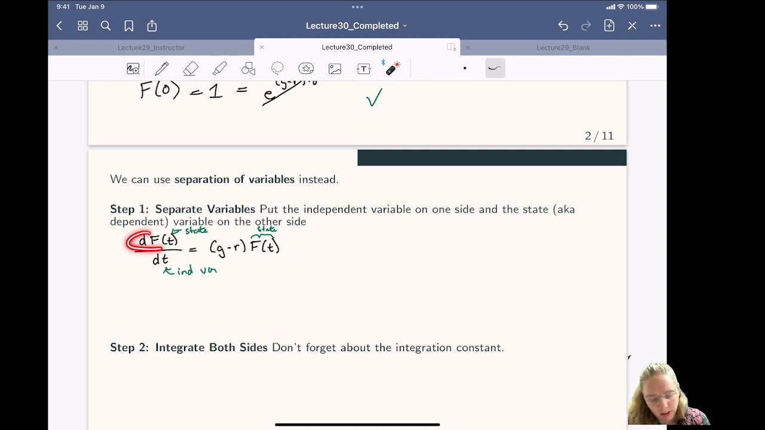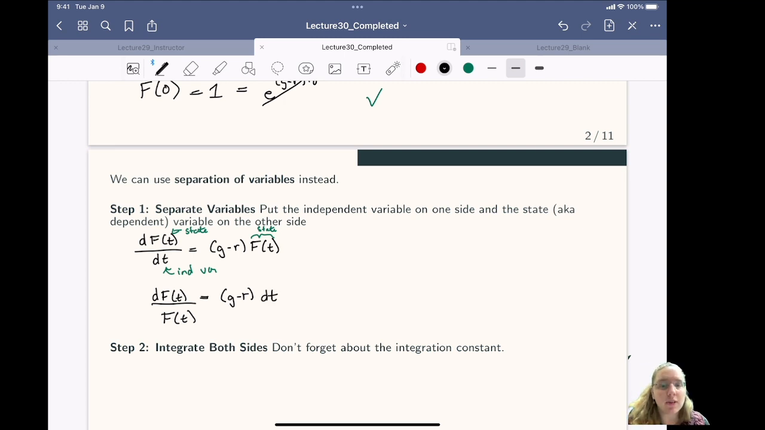The key here is we can treat the numerator of this fraction and the denominator of this differential operator as separate objects. So remember that we can write a differential operator in fractional notation, and when we do so, we can separate the numerator of that fraction from the denominator of that fraction. So what we end up with is d f of t is equal to g minus r. Now I'm going to take this f of t here and I'm going to move it over to the other side of the equation by dividing both sides by f of t. And I'm going to multiply both sides of the equation by dt to move the dt over to the right-hand side.